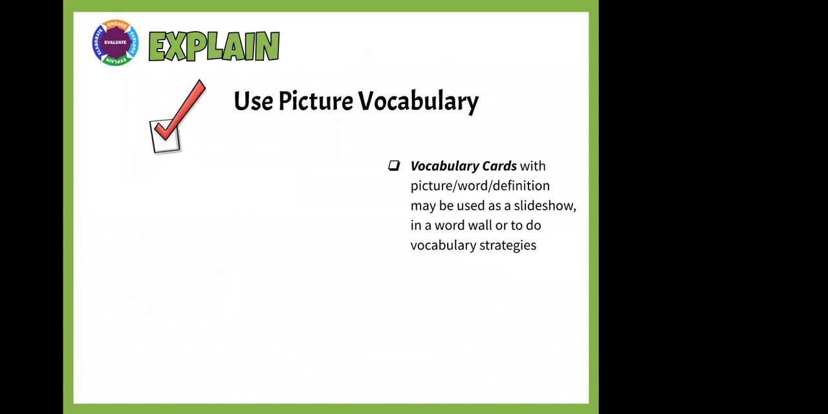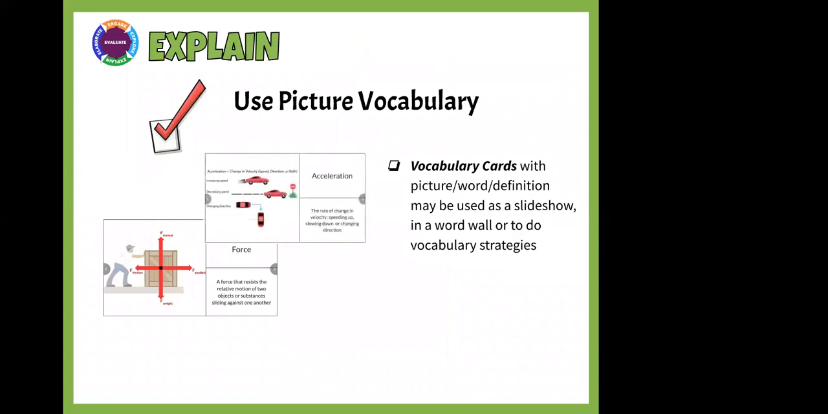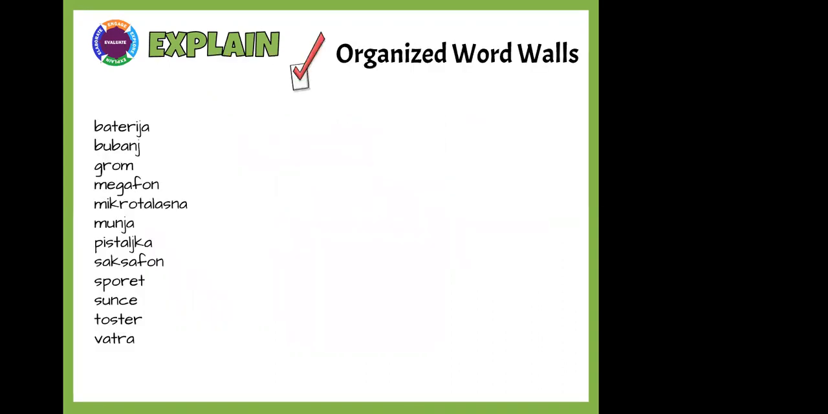All right, so use picture vocabulary. Everybody knows this is what we do, right? We provide definitions, examples. These are examples of the ones that are found in STEMscopes. But I want to take it a little step further. As you put up your word walls, I want you to organize the words. For example, the words on the screen are in Serbian. I don't know if you speak Serbian, but those words are in Serbian.